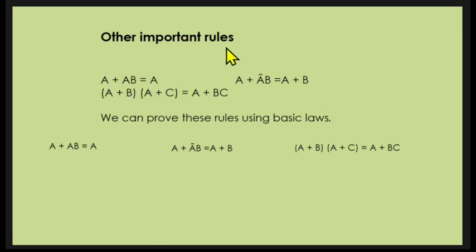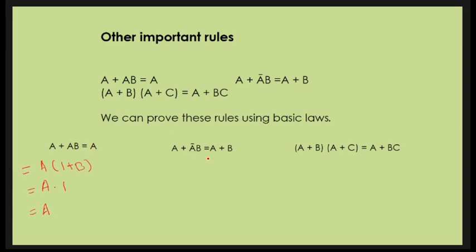There are some other important rules also. These are used for simplification of Boolean expressions, and these are actually simple expressions which can be proved. A plus AB is equal to A. This we have seen, the absorptive law, isn't it? And how can we prove it? See here. In these two terms, we can take A common, and then what remains is 1 plus B. And what is 1 plus B? 1 plus B is 1. That means A into 1, and A into 1 is A, which is the RHS.